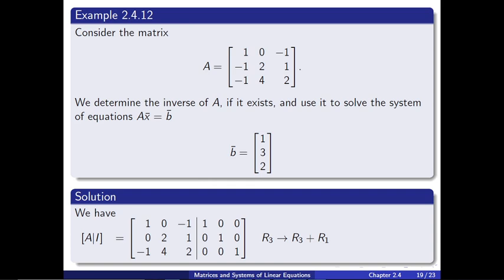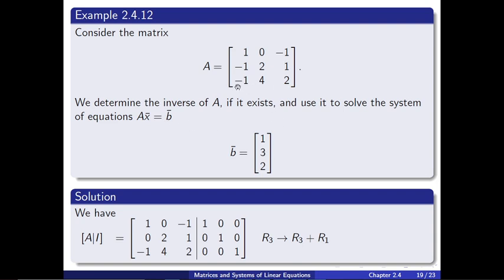Let's look at another example. So we looked at one where it was not invertible, and I say that example 2.4.10 is an example of a matrix that does have an inverse. So you need to look at that. So consider the matrix A, which is 1 0 minus 1, minus 1 2 1, minus 1 4 2. So we determine the inverse of A if it exists and use it to solve the system AX is equal to B. So we've got two questions.